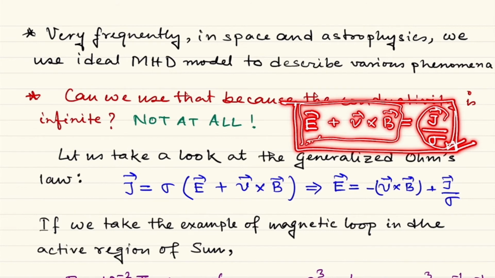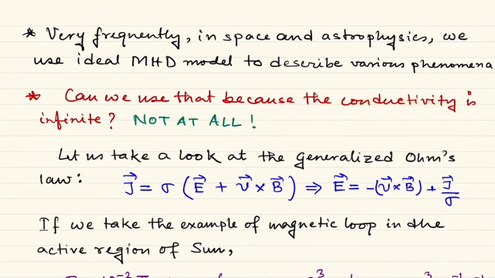Now the question is, is it really necessary that sigma should always be very, very large? Well, of course not. A smart answer is that this ratio should be very small with respect to these terms. That is something very important, and that's exactly what is exploited in the framework of space and astrophysics. So can we use ideal MHD just because the conductivity is infinite?